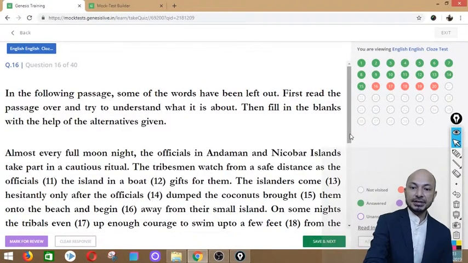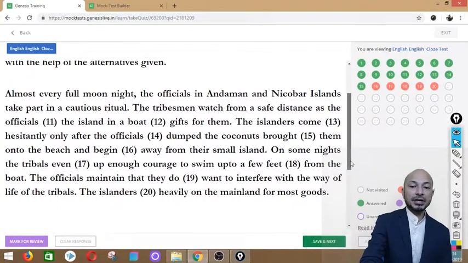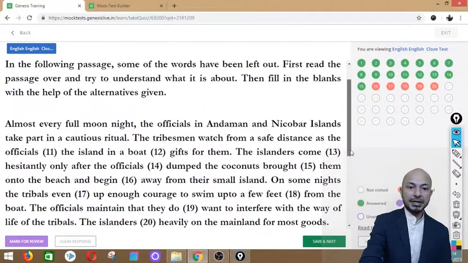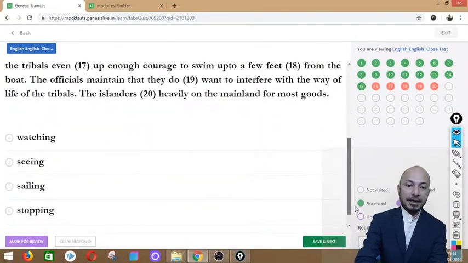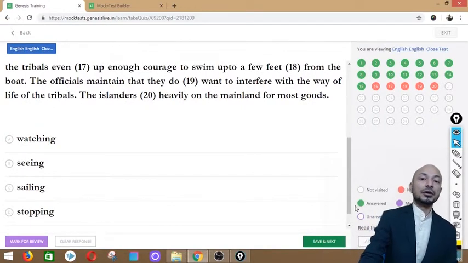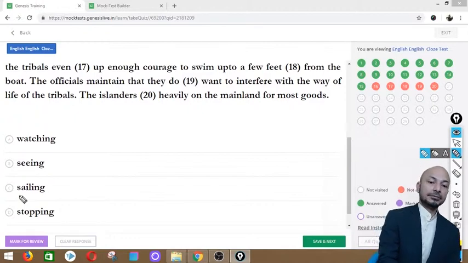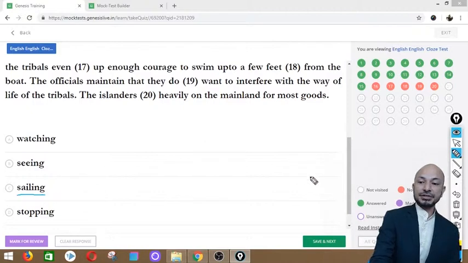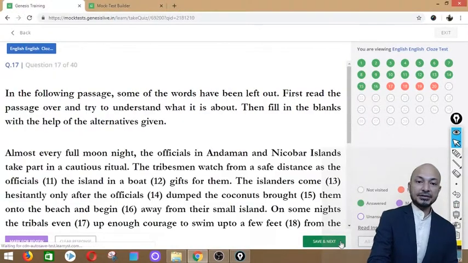On to number 16. So dump the coconuts brought by them onto the beach and begin dash away from their small island. So begin watching away, or seeing away, or sailing away, or stopping away. Is going to be begin sailing away. Begin sailing away from their small island. So it's going to be option C, the right option. And we save and click next.